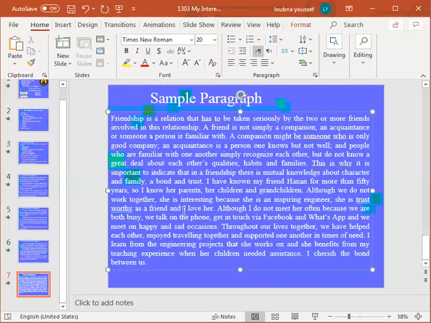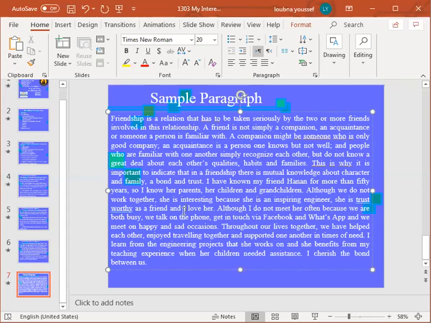Although I do not meet her often because we are both busy, we talk on the phone, get in touch via Facebook and WhatsApp, and we meet on happy and sad occasions, all right? So this is evidence that although the friends might not meet physically every day because they have jobs, because they are busy, they communicate with each other in different ways.